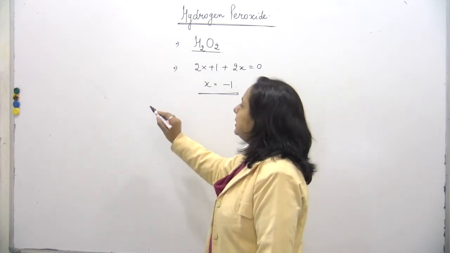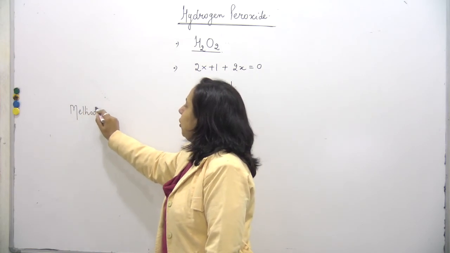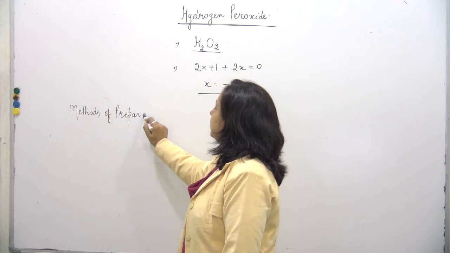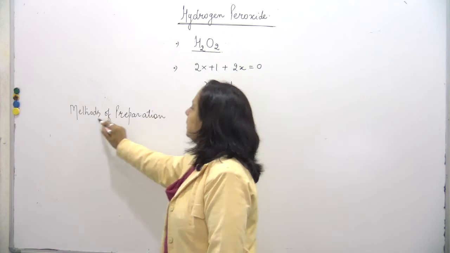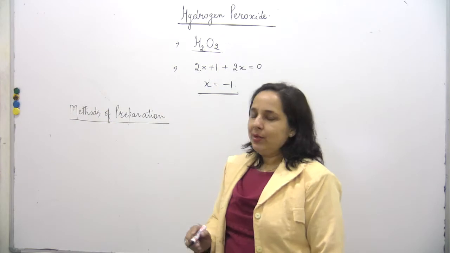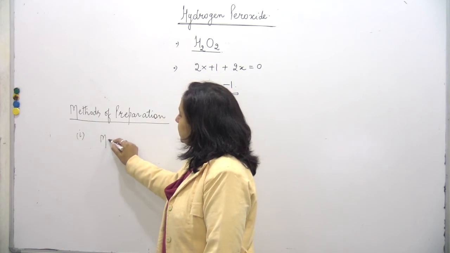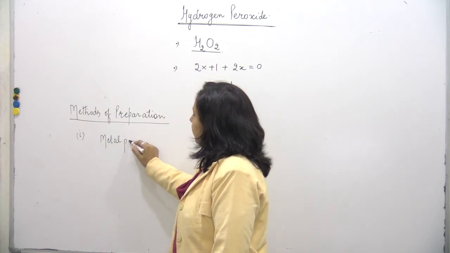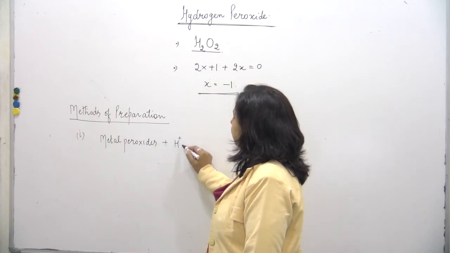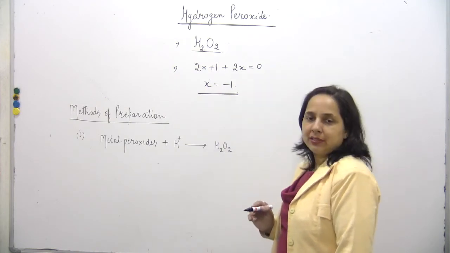The first topic we are going to start is methods of preparation of hydrogen peroxide. The first heading is methods of preparation. How to prepare hydrogen peroxide? When we talk about methods of preparation, the first method we are going to start is from metal peroxides. Metal peroxides, whenever they react with acid, we get hydrogen peroxide. That is the main product.